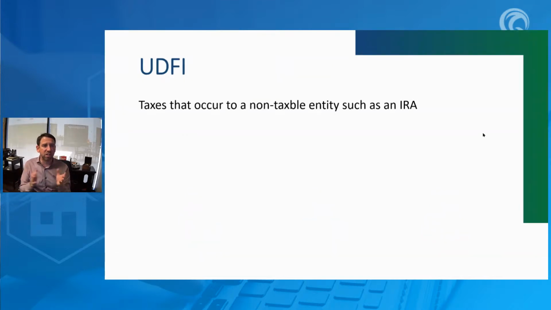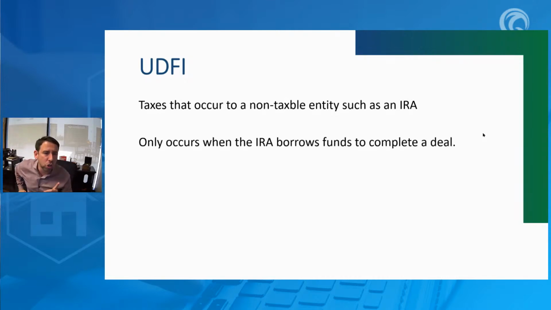Ultimately, we need to understand, first off, what is UDFI? UDFI is a tax that occurs to any non-taxable entity, in this case, the IRA. What it's really saying is, hey, look, the IRS gave you an entity that you can avoid all taxes on your earnings. But if you're going to borrow money from over here, we're going to have to tax you something because that's an unfair advantage. So it only occurs when the IRA actually has to borrow money to complete a deal.